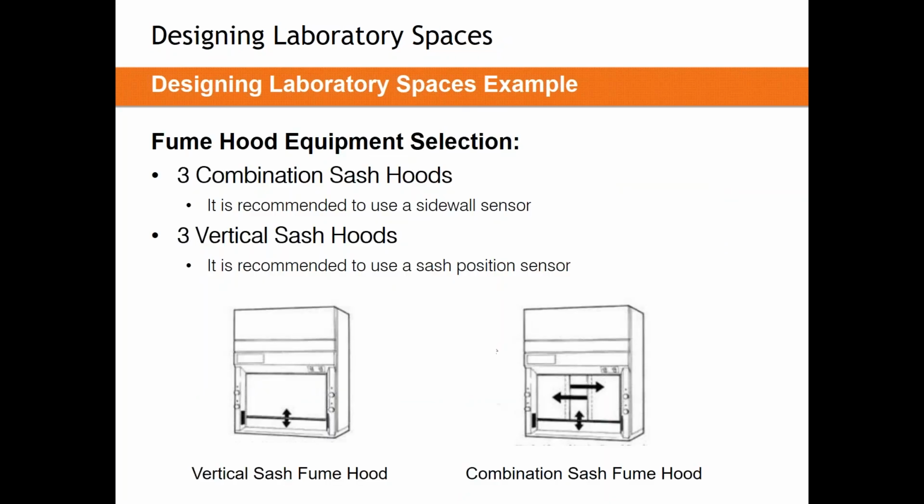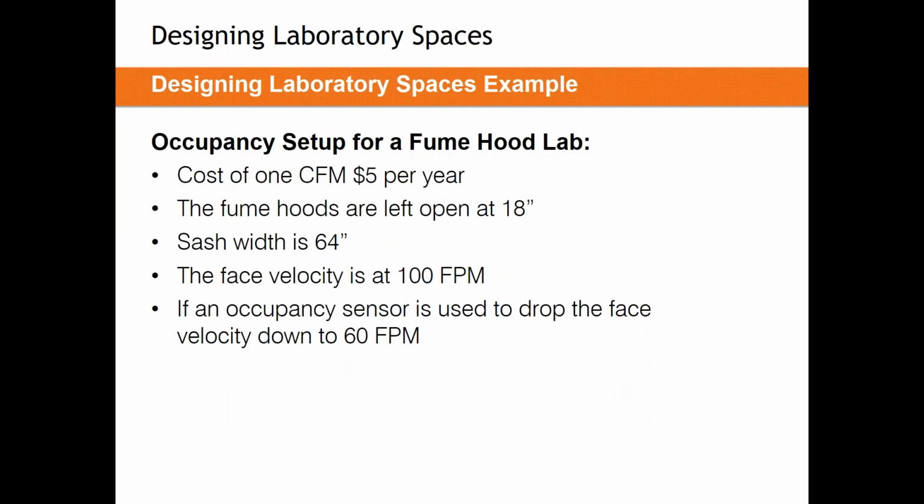Now our lab, we still have to look at our fume hoods and how we're going to control them. For this laboratory, and this is the real example here in Winnipeg, we do have 3 combination sashes and 3 vertical sashes. Combination sashes could be served by just a sidewall sensor, but we recommend they're served by a hybrid control strategy. For the vertical sashes, those are best served by just a simple sash position sensor. We also may want to include occupancy in this design for reasons stated earlier. Remember, 1 CFM can cost between $3 and $9.